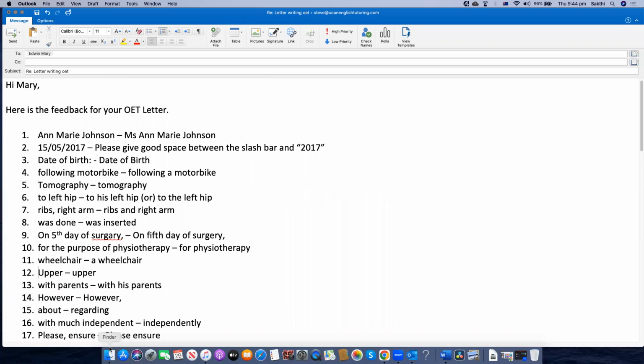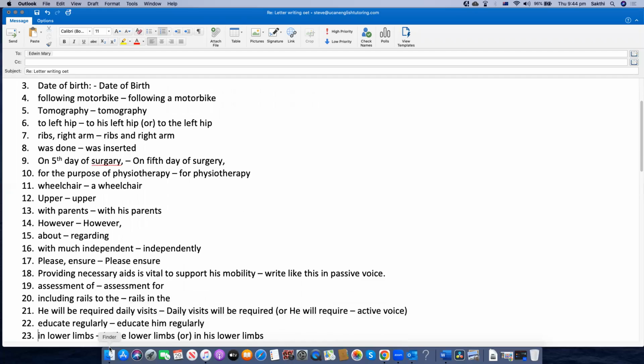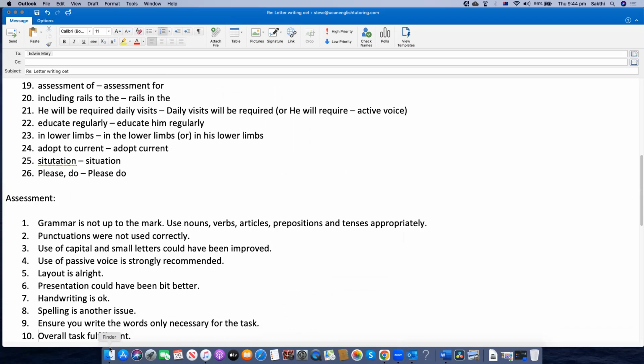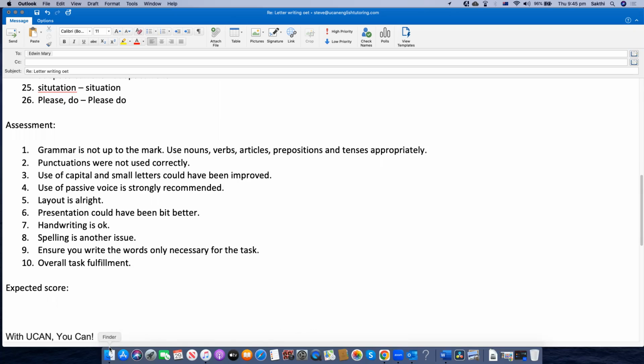So you have committed a lot of mistakes in relation to the use of articles, prepositions, capital letters, small letters, and many other areas, okay, which are going to be the key assessment criteria. As a result, I'm not fully comfortable to give you even 300 for this letter. To me, this sounds like a 220 out of 500 grade letter.